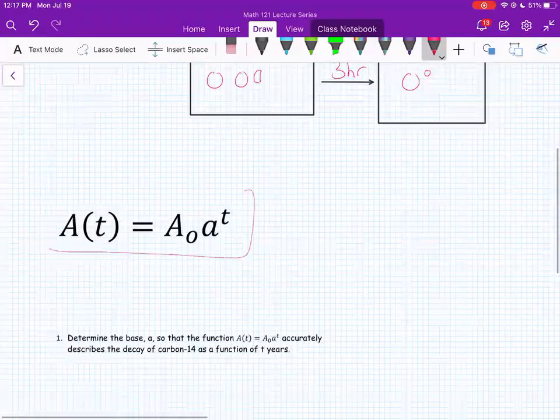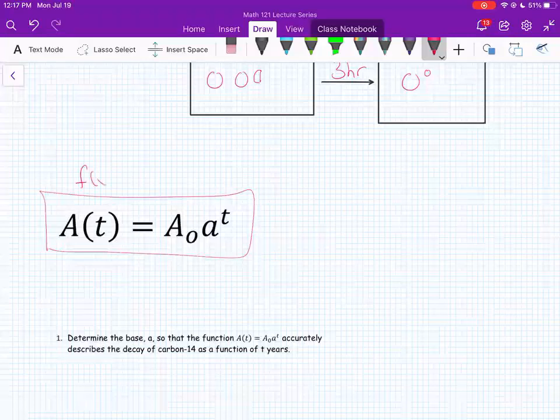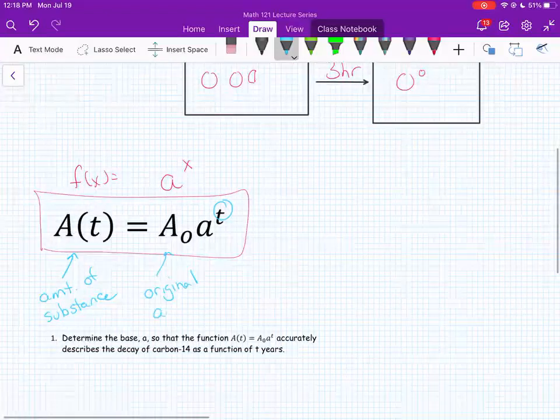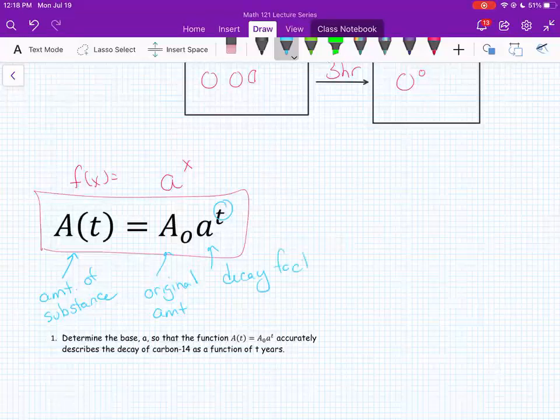In our generalized equation, notice it's still of the same form, f of x equals a to the x power. Again, we're using t because we're dealing with time. But one place we see this a lot is in dealing with something called carbon-14 dating. Again, this stands for the amount of the substance after time t. Just like with our population models, this is the original amount. This is our decay factor in this case, and then our t is the time passed.